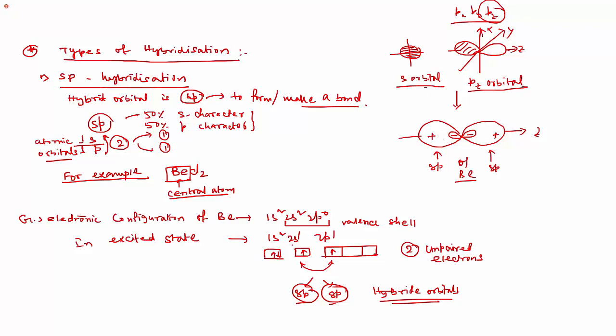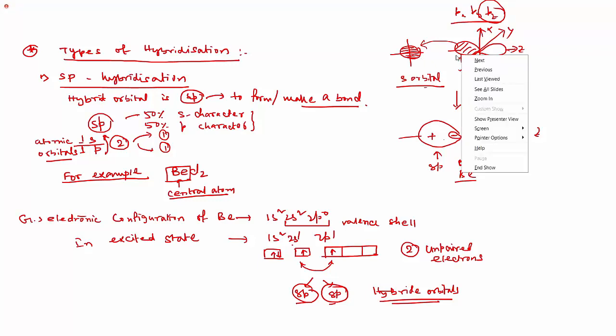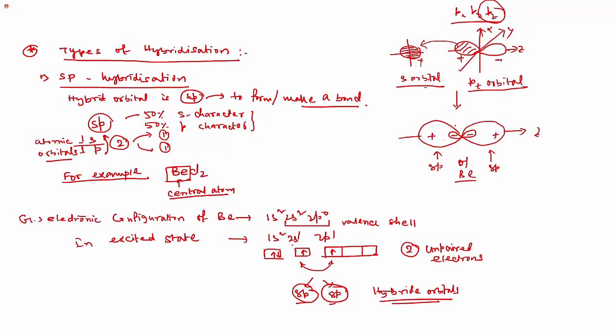So what is happening here? The s orbital is spherical, and suppose this is the positive and this is the negative. When this pz orbital and the s orbital hybridize, positive-positive overlap is possible. Positive-positive phase is possible, so this positive lobe is larger in size, and the corresponding negative lobe is very small.